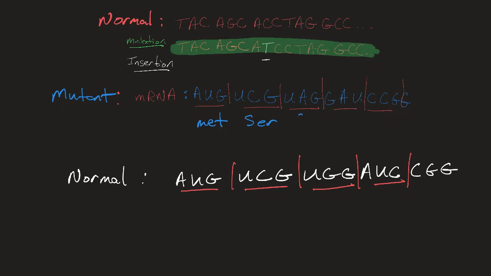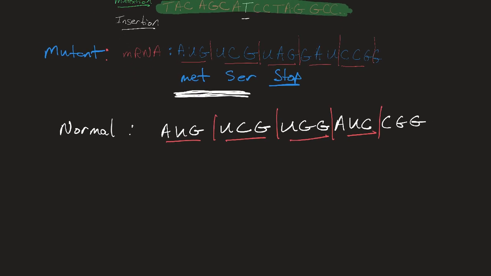UAG, stop. You read it like this: first letter, second, and then you find the third. So U, A, G is what? Stop. So what does that mean? That's not an amino acid. Stop means stop. No further. That's it. So this DNA sequence gives you a protein that is two amino acids long. Does that make sense? All right, so let's do the next one.